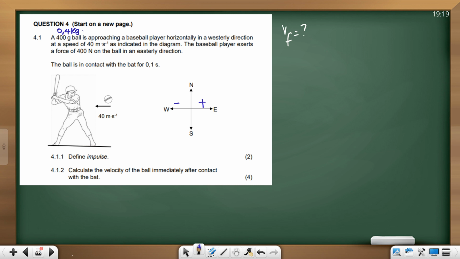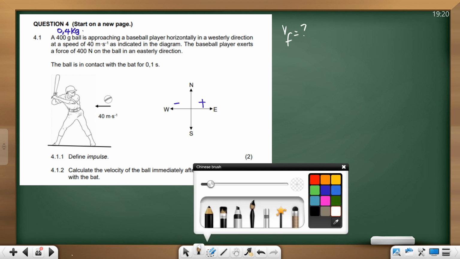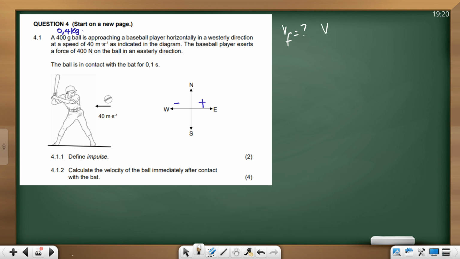40? You are wrong. Come, let's think. 40 per second is wrong. Negative 40, please, because we have decided that west is negative. It's a velocity, a vector quantity. What is our initial velocity now? Negative 40. Those things are very important.